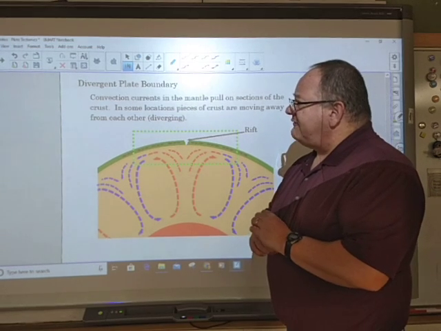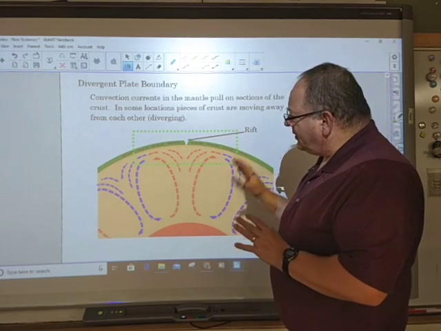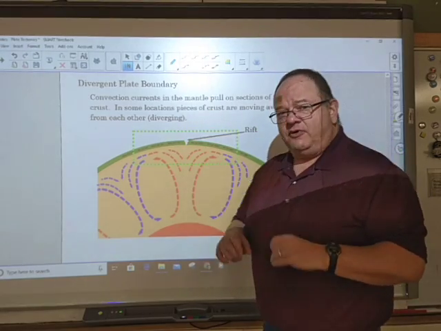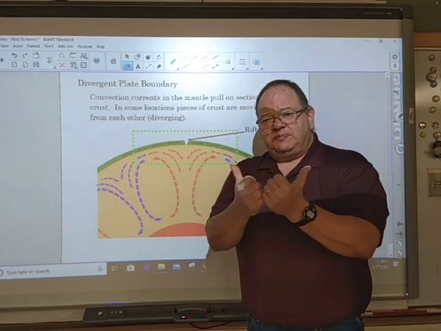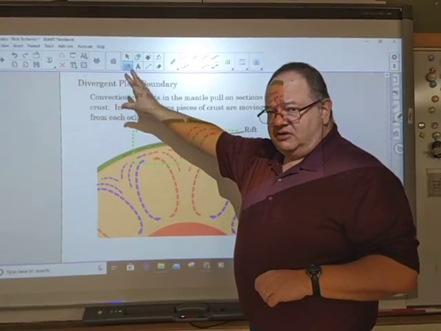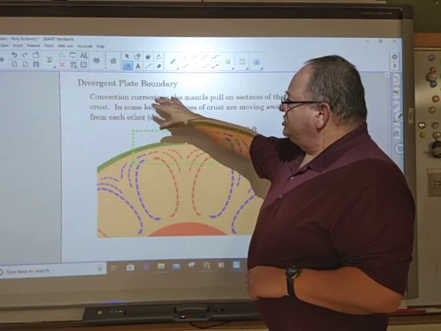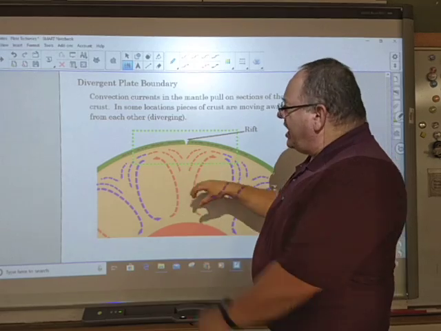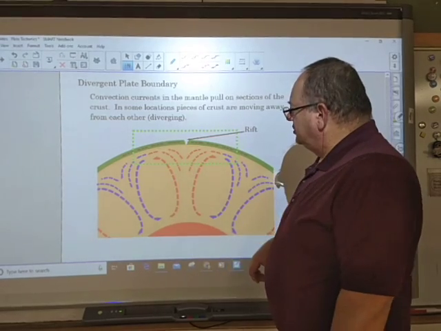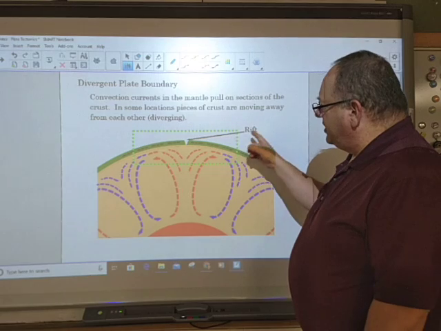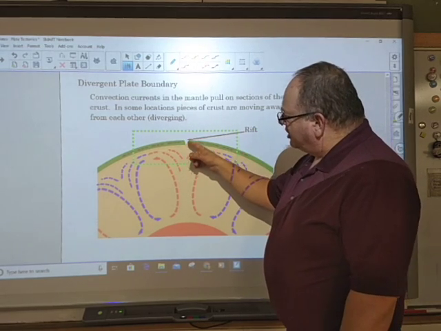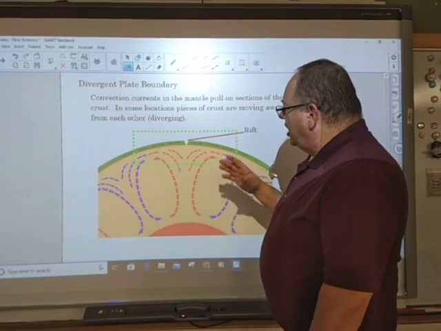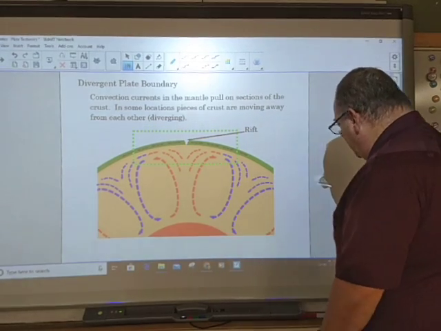This is called a divergent plate boundary. What we have is two pieces of the Earth being pulled in different directions. Divergent means to pull apart, to split apart. Okay? That is important vocabulary for us. So we have convection currents in the mantle that pull on sections of the crust. In some locations, pieces of crust are moving away from each other. They're diverging. And one thing that can happen is we have this crack in here. If we have a crack open and you have this valley in the Earth, that's called a rift. Another vocabulary term.